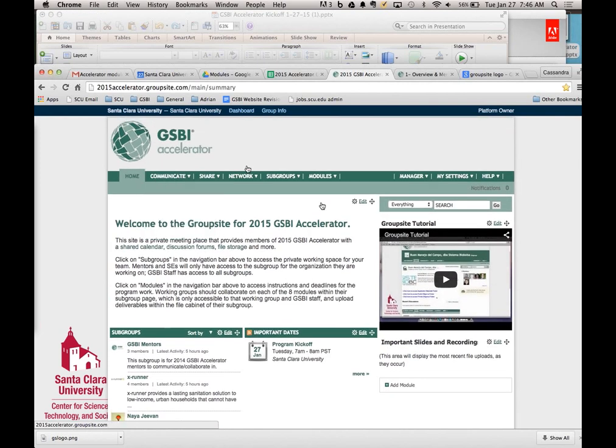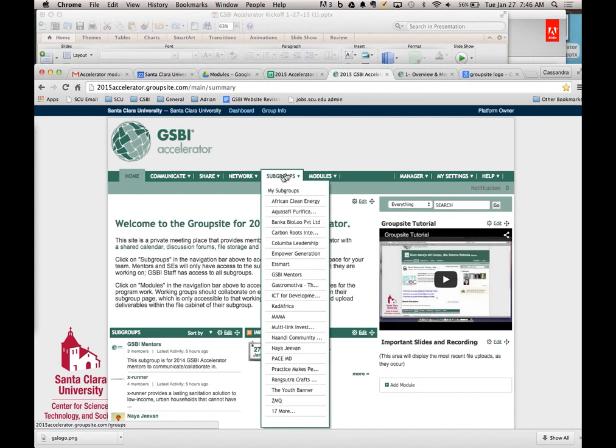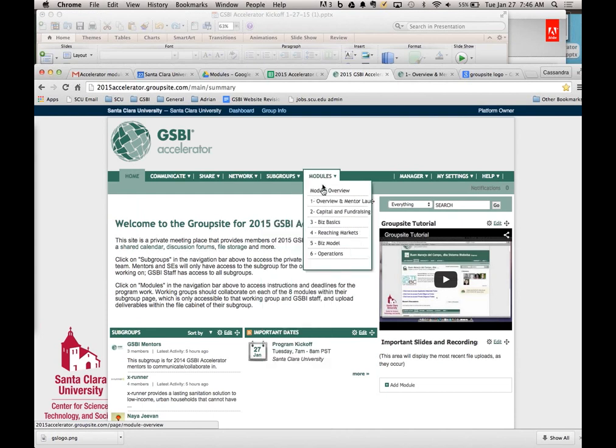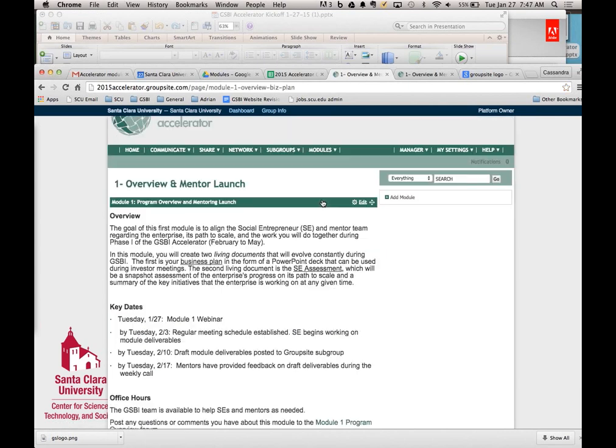So there are two places you really want to focus on. One is the modules, and the other is the subgroup section. Modules is where you will find all of the information that we are offering to you. So here's module 1 with the overview and the mentor launch. Those things that Andy just talked about are available here.